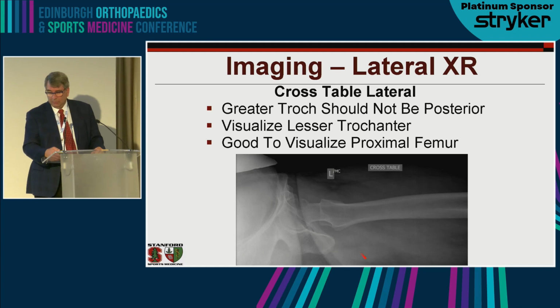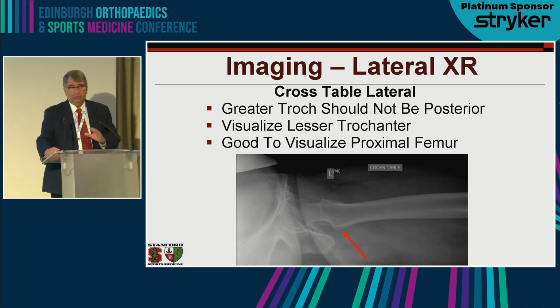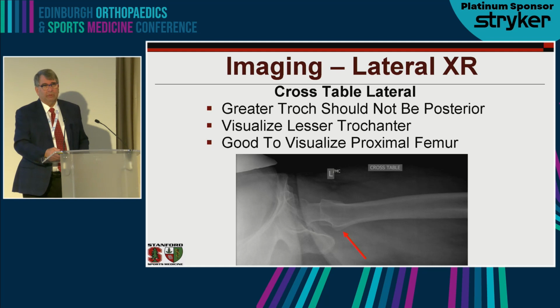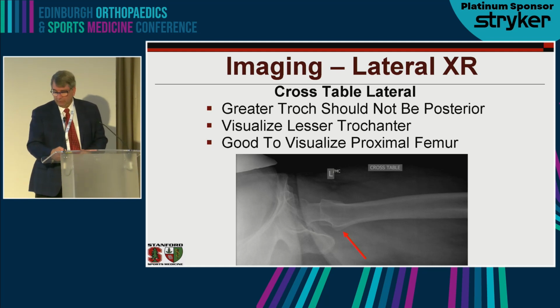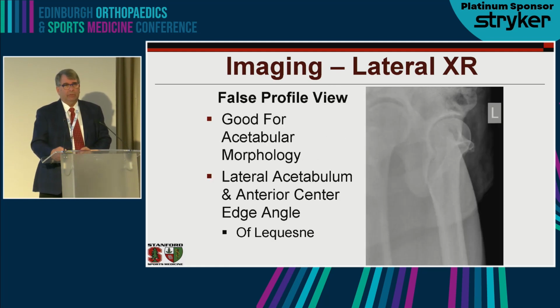Again, I like a cross-table lateral. Again, the greater trochanter should not be posterior, otherwise you're not really getting a true lateral view of the proximal femur. And so here again, you can see some notching of the femoral head-neck junction straight anteriorly that you might get with pincer impingement. I like the false profile view.